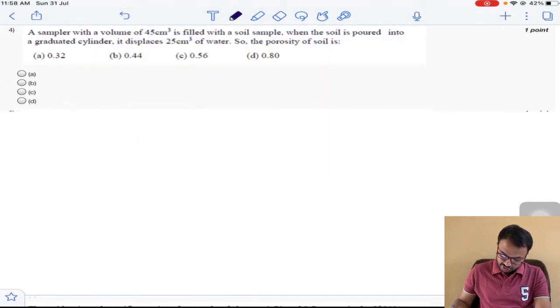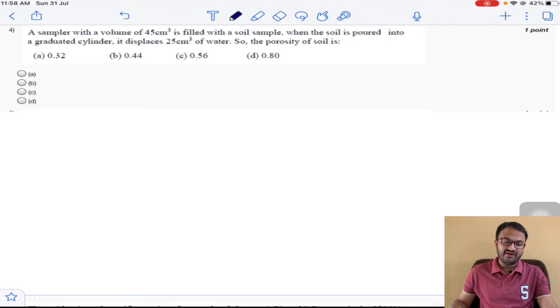A sampler with a volume of 45 cm³ is filled with a soil sample. When the soil is poured into a graduated cylinder, it displaces 25 cm³ of water. So the porosity of the soil is. Okay, so he has asked, what is the value of porosity?